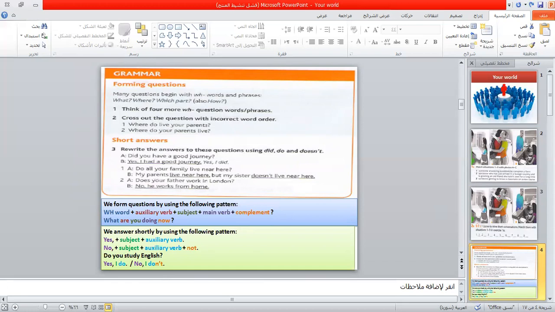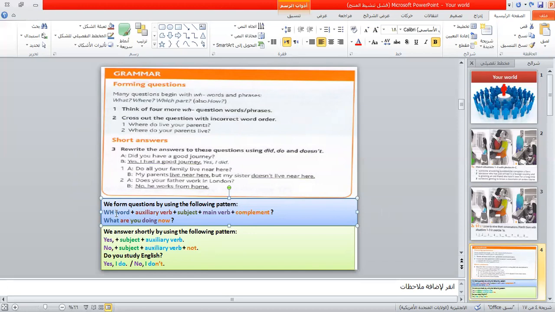Here we have the rule we will explain in this lesson. In this lesson, we have 2 main things to explain: forming questions and short answers. Of course, for forming questions, we will take a look at the WH words. We will mention some of them. And then we will talk about the pattern we use to form WH questions.